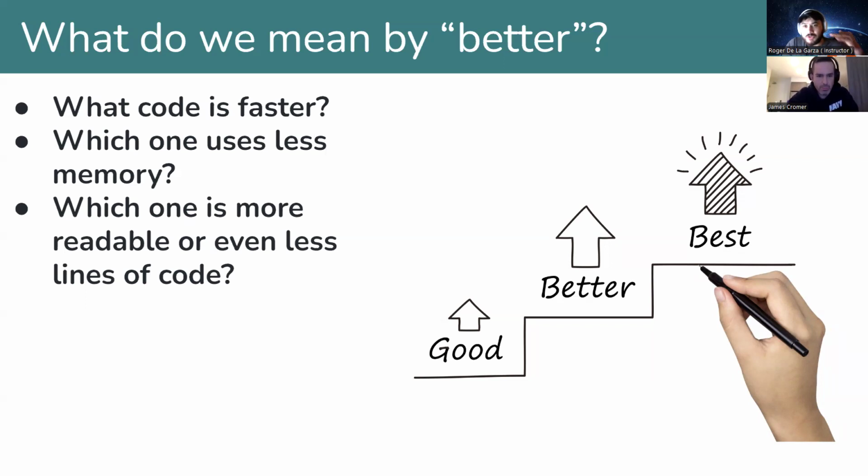Which code is faster will be your number one priority, right? I think second will be which one is more readable and has fewer lines of code. And third will be memory. Memory is not as important as it used to be 20, 30 years ago, right?